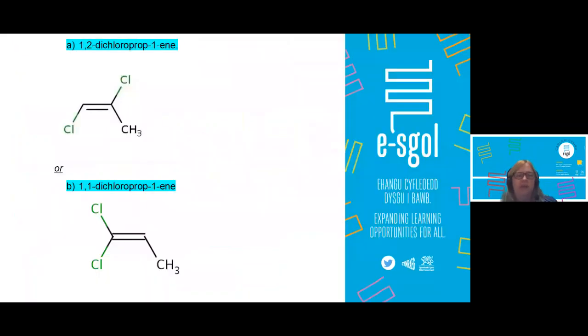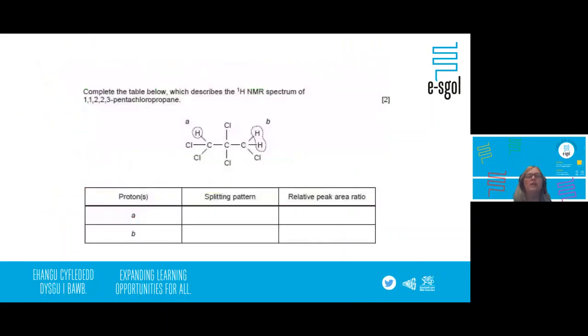Fair dues to the WJEC, they do tend to present the evidence in the order they want you to deal with it, okay? Another past paper question, 2 marks. It says there about the NMR. Now, it is worth noting here that it is a high resolution one that they're looking for because it asks you to relate to the splitting pattern. But it also asks you about the relative peak.